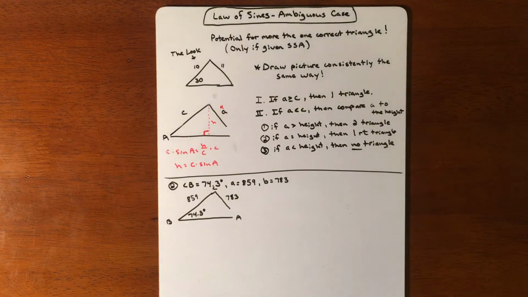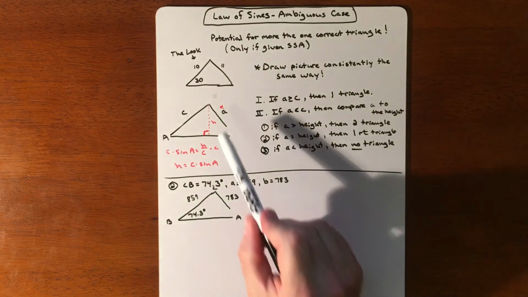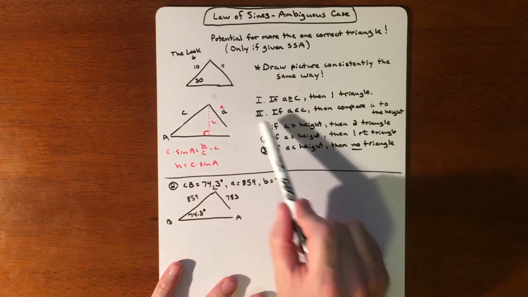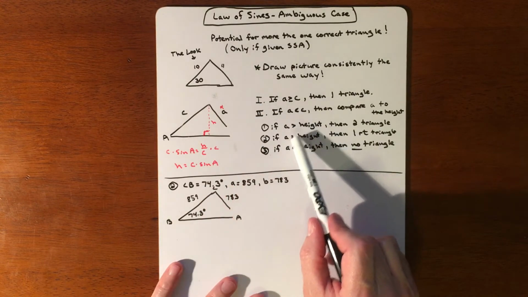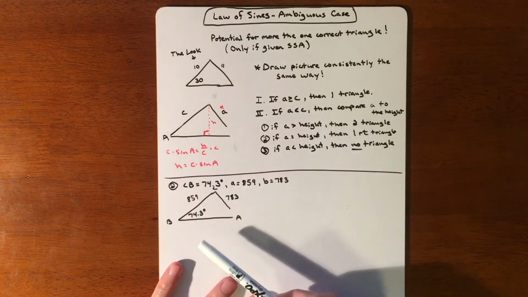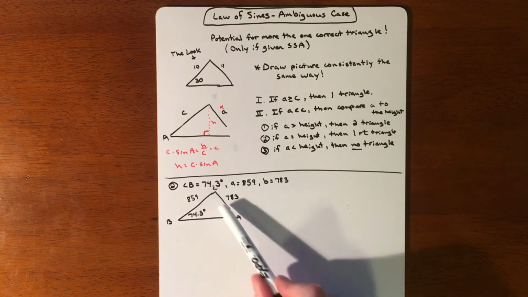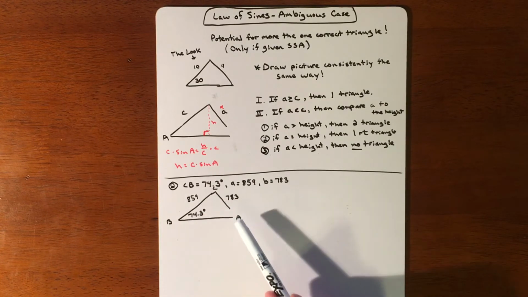Okay, so let's see what situation we got going on here. What we're looking for is this A. And very first thing is, if A is bigger than C, it's too big, it'd have to be way out here, and if it swings, it wouldn't even create a second triangle. All right, so that is not the situation. This side is actually smaller than this side, so there's potential that it swings and creates two triangles.